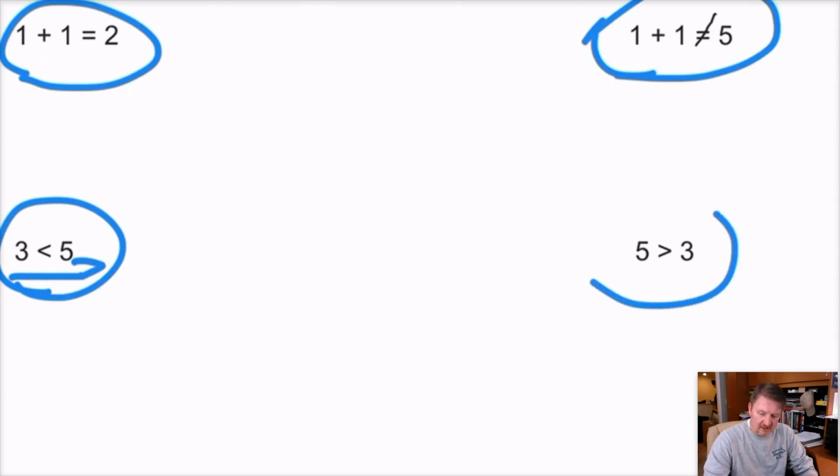The next symbol is 5 is greater than 3. That's when you would read it as 5 is greater than 3, when it starts off with the 5, because you have to read it left to right. This symbol, once again, is pointing towards the smaller number, and it's open towards the larger number.